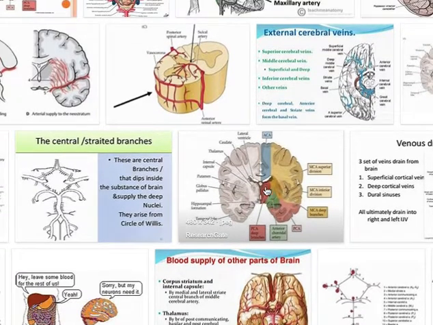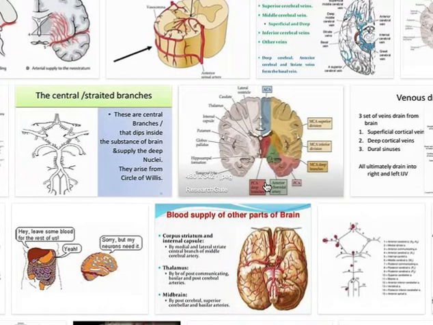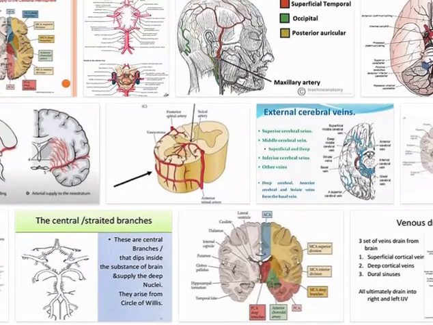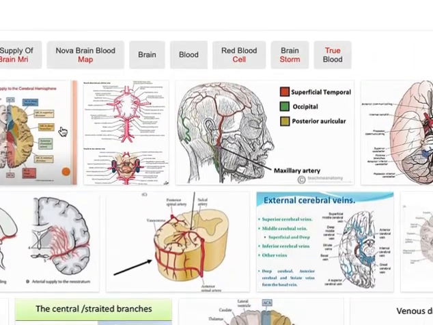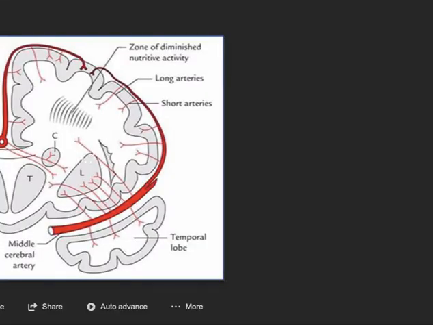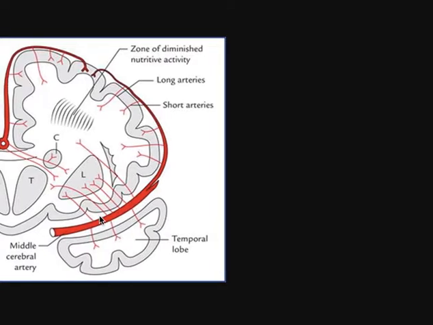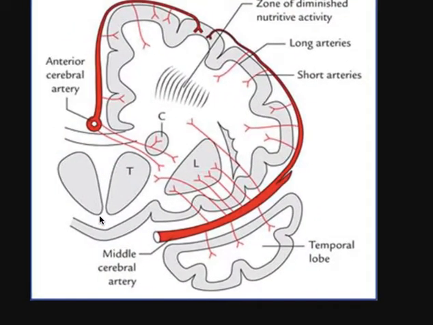Okay, so all of these things, of course, have some clinical relevance, and that's why I'm talking about them, and that's why I'm showing you this. So, very important, guys. Now, of course, I cannot teach you everything. See, middle cerebral artery is giving a lot of branches, short arteries which are going deep inside, as well as the anterior cerebral artery giving some deep branches. This is thalamus, right?